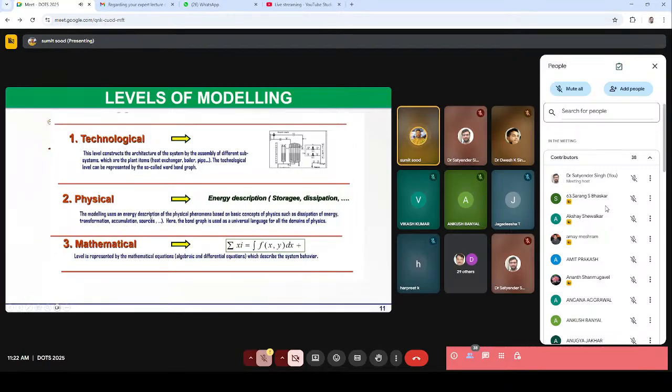The third level is the mathematical level. So we will see that the model that we develop here, although it is graphical, can be systematically converted into mathematical equations that are most of the time algebraic and differential equations. And the best part here is that we do not have to do this by hand.